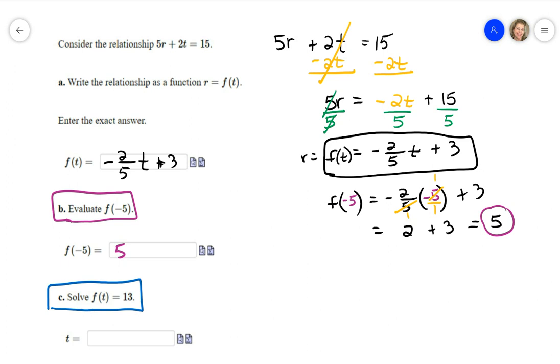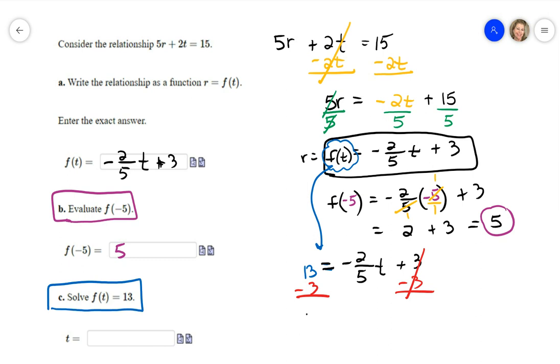And then the last part, part C, says solve when f of t is 13. So that means in this equation up here, you're going to put the 13 where the f of t is, and then solve the equation for t. It says solve f of t equal to 13. So put the 13 where the f of t is, and then do your math magic and solve it for t. So first thing I'm going to do is subtract the 3 right here on both sides.